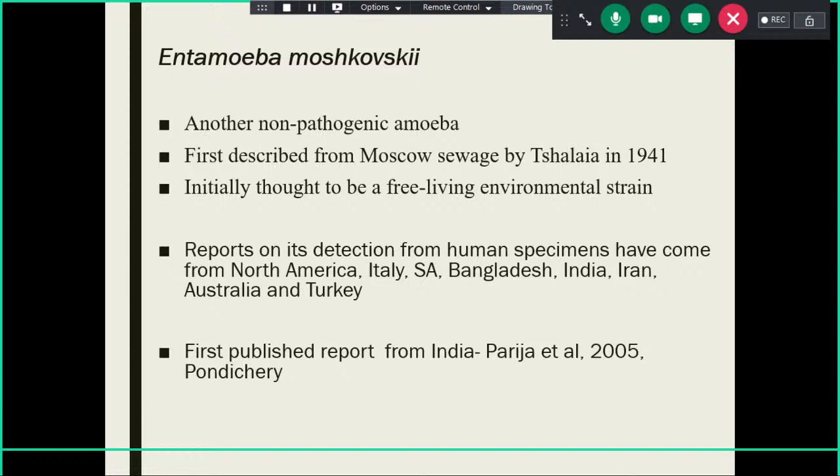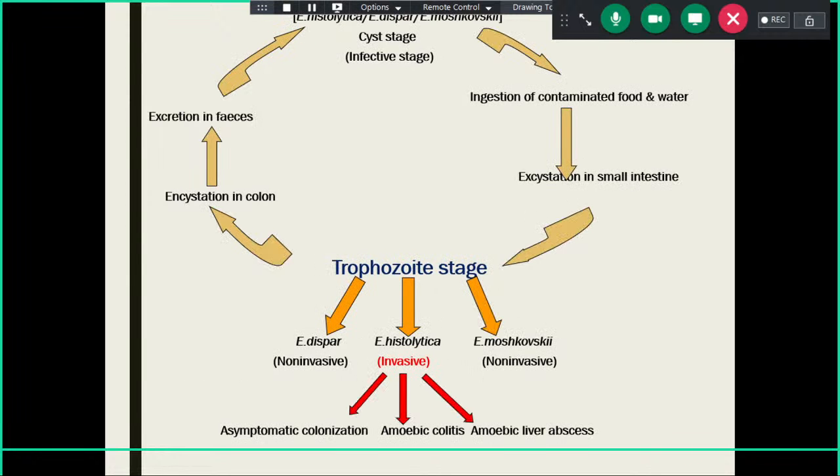Previously people were having an idea that it's completely non-pathogenic, but nowadays the reports are coming up and the examinations are showing that it's pathogenic in the immunocompromised. Countries like Bangladesh and Iran have proved that moscovi can be pathogenic. So it's doubtful. More or less the same, all the Entamoeba, whether pathogenic or non-pathogenic, have the same mode of transmission and same life cycle.